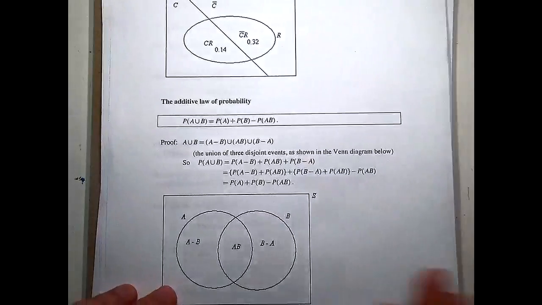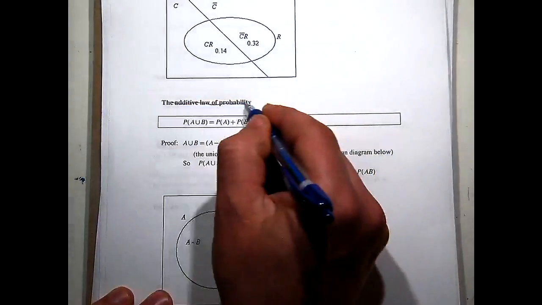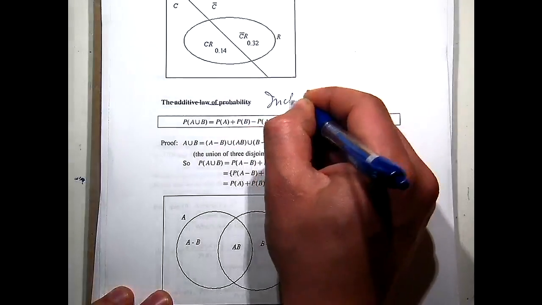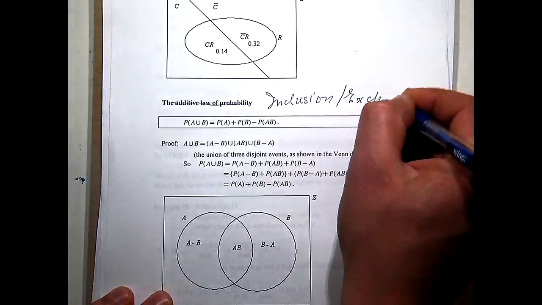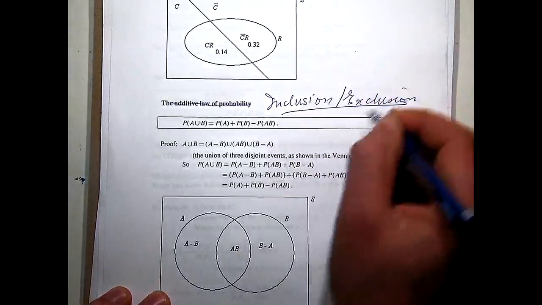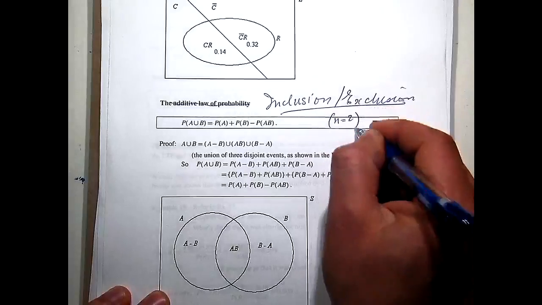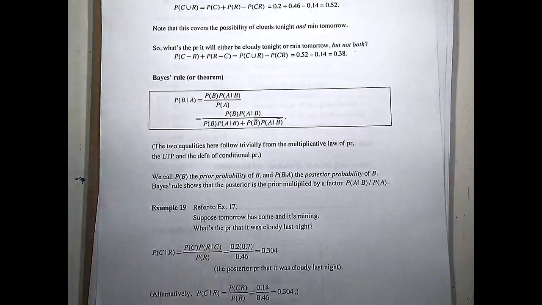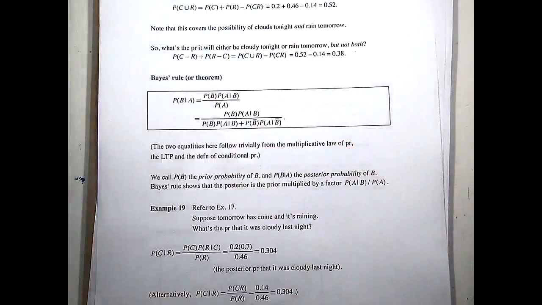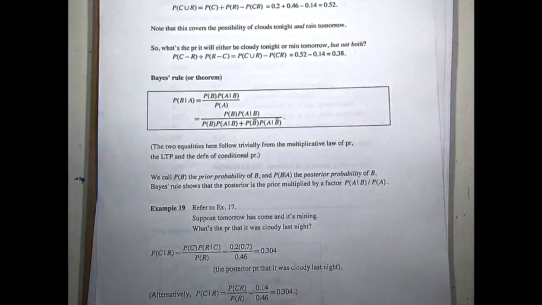Venn diagrams, additive law of probability. I really don't like the name. I'm going to call it inclusion, exclusion, or the principle of inclusion and exclusion, if you're being fancy. Okay. But that's n equals 2. Inclusion, exclusion is true for any number of events, and I gave you the formula for that. So, yeah. By the way, these are not independent. Being cloudy and rainy are not independent. As you imagine, cloudy makes it much more likely to be rainy.